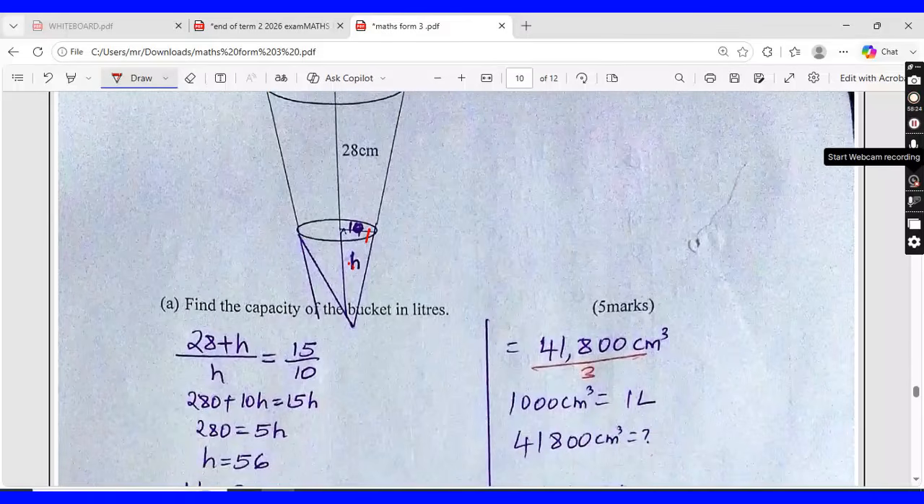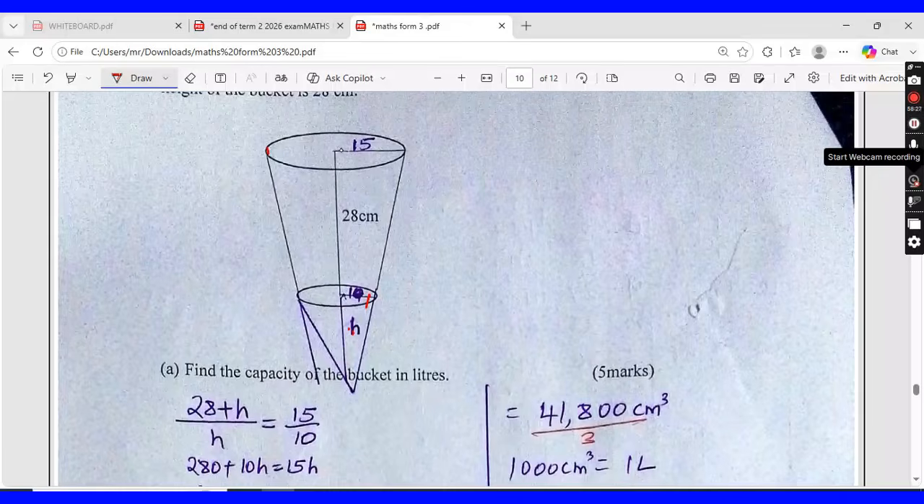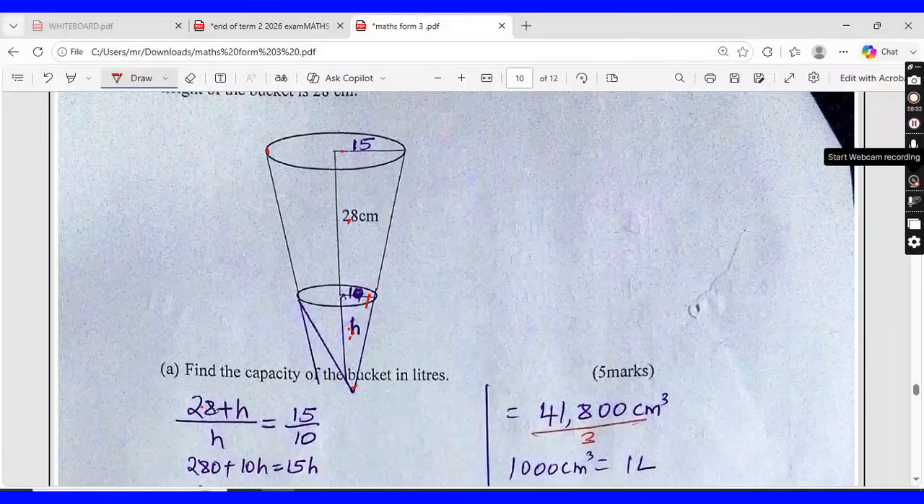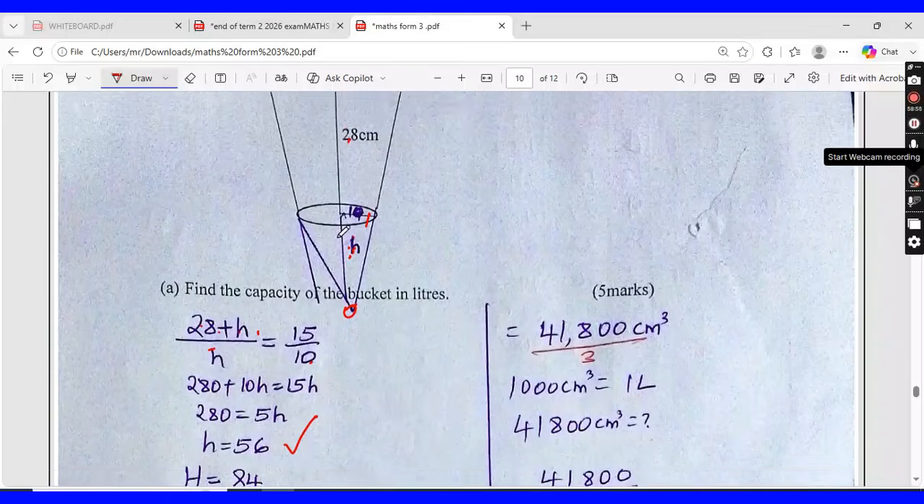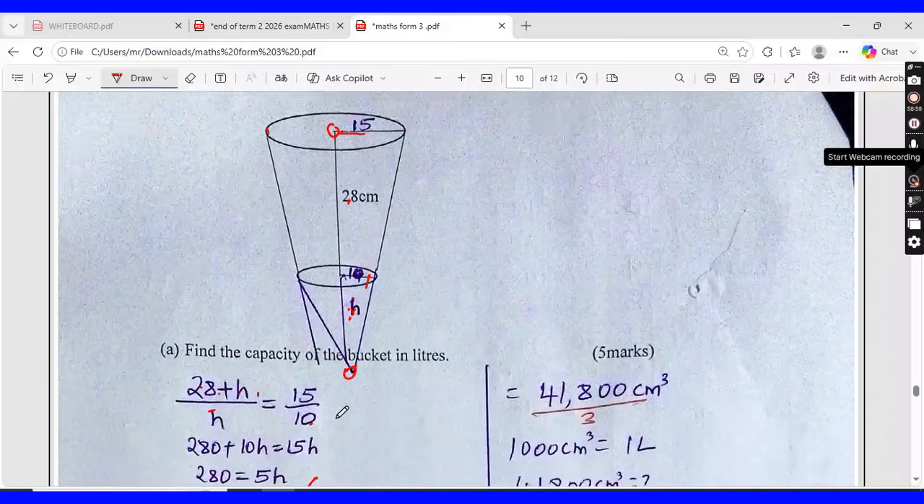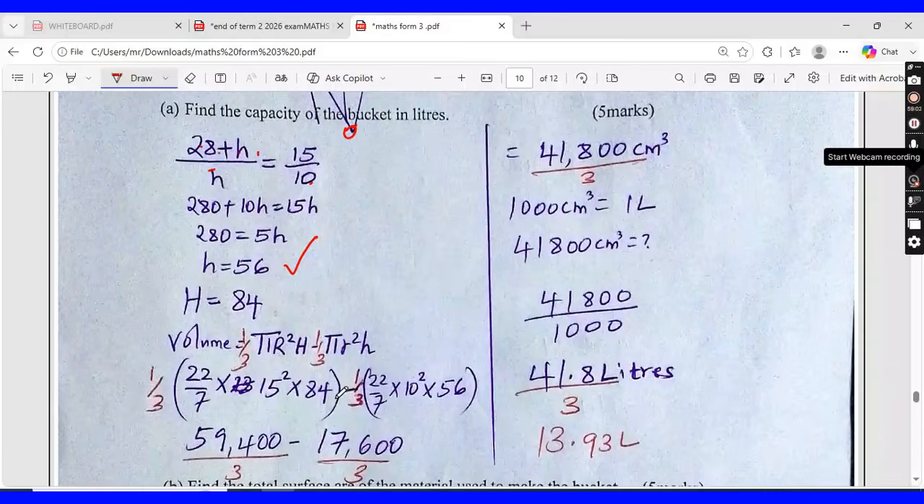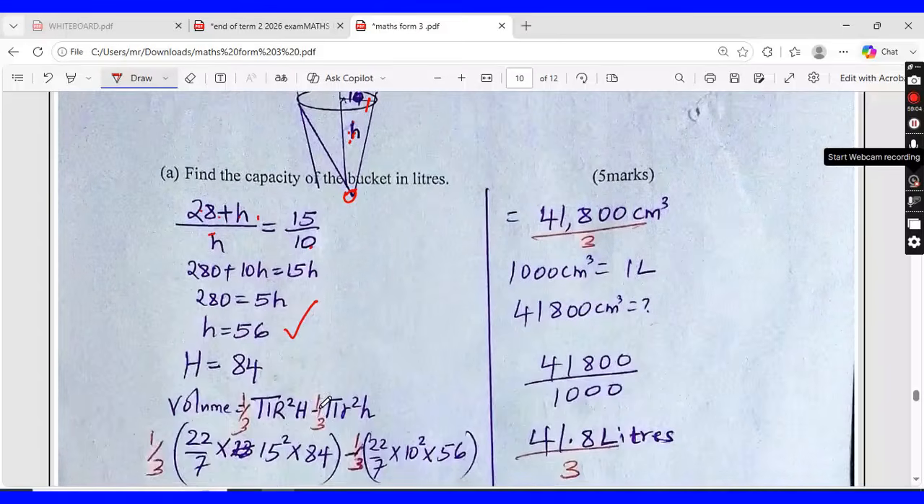So to get h, we use similarity. So we say from here up to here, it is 28 plus h. So 28 plus h, that is from down here up to the top, divided by h, similarity, will be equal to this radius 15 over 10, the small radius. Now that one gives you the value of h. So capital H is the height. So if the small h is 54, then the big H from here up to here is 54 plus 28, which gives us 82.